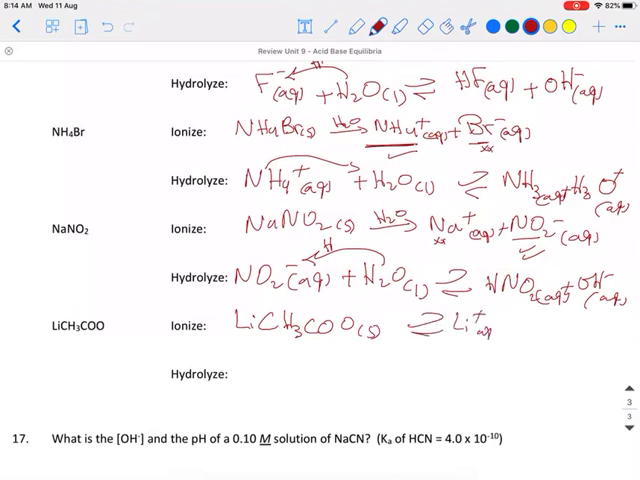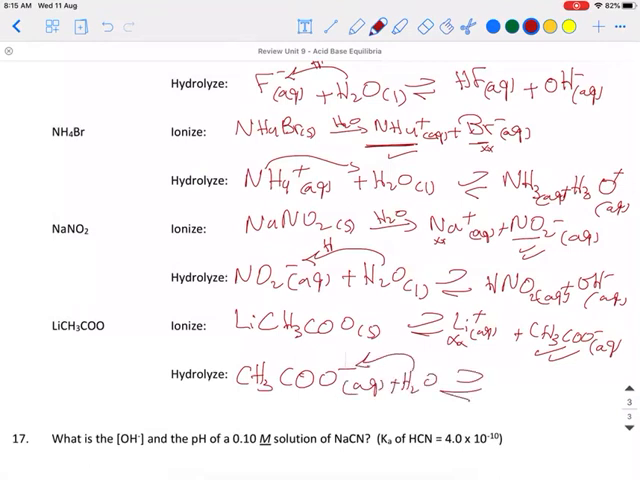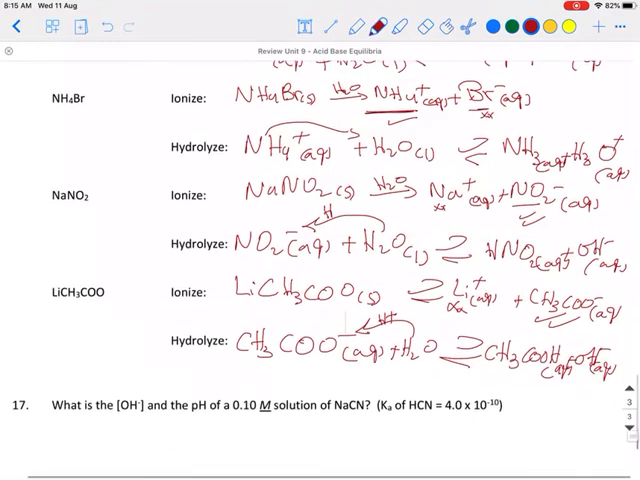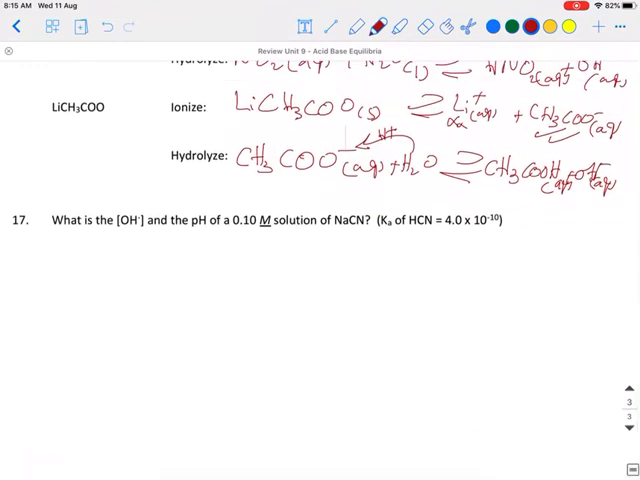Now lithium acetate, also a salt. In the presence of water, it gives the corresponding ions, lithium plus and the acetate ion. Lithium comes from the base LiOH, which is a strong base, so its ion has no affinity to water, while acetate comes from a weak acid, acetic acid, so it has affinity to water. So CH3COO minus plus water, and according to Bronsted-Lowry, H plus migrates from water to the acetate ion to give the corresponding acetic acid plus OH minus.